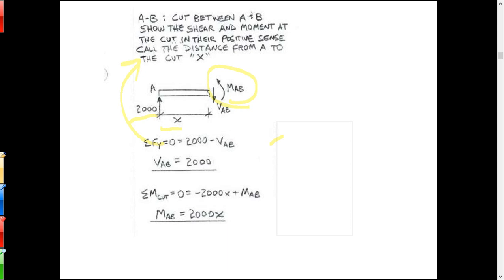2,000 is the load, and X is the moment arm. So the moment anywhere between A and B is 2,000 times whatever that distance X is. So I set X equals 0 on the left, measure any distance between A and B, plug that in and multiply it by 2,000, I'll get the moment. That's basically the deal, okay? So now instead of just having the moment at a point, we've got it anywhere from A to B.